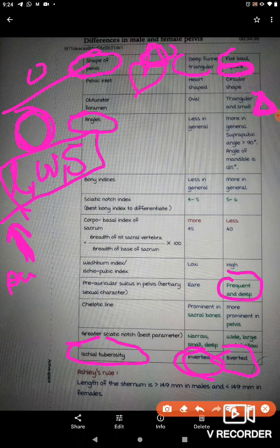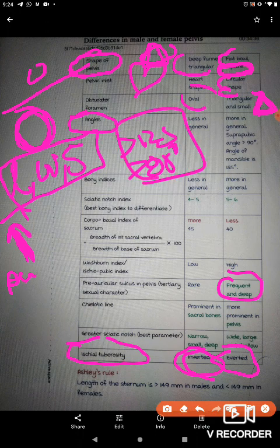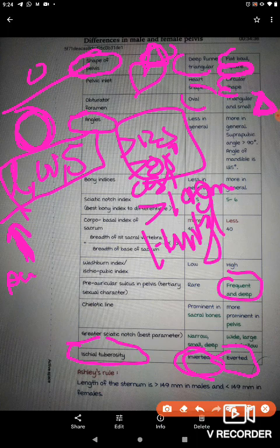Pelvic inlet is heart shaped in the male and circular in the female. Obturator foramen is oval. Angles, you know that angle of the mandible is more than 125 degrees, suprapubic angle more than 90 degrees in the female. This was also in Ashley rule, that more than 149 millimeters is the length of the sternum, and Hartill's rule. So Ashley rule and Hartill's rule was that the body of the sternum is 2 times that of the manubrium.